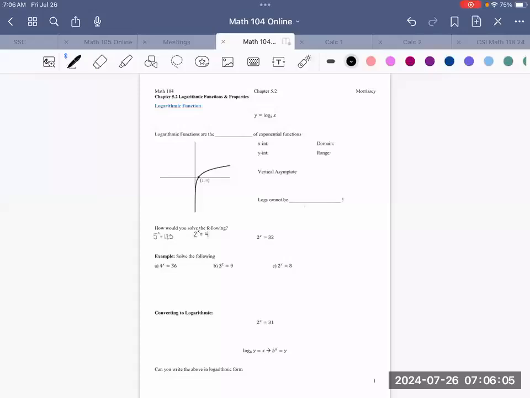Welcome to Math 104, where we're talking about Chapter 5.2, Logarithmic Functions and Properties. So what I want you to do before we start with 5.2 is take out your 5.1 notes, the very front sheet where we looked at the graph of your exponential, and we're just going to compare that graph with the logarithmic graph that we'll be getting to here in a moment.